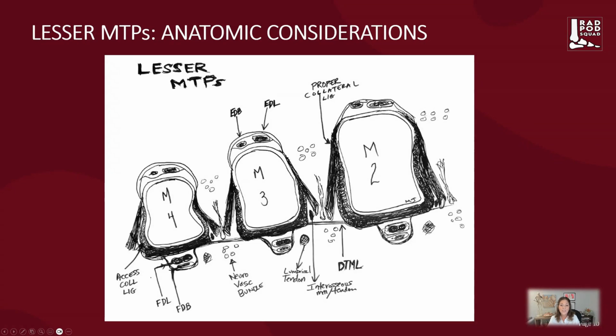With our extensor digitorum longus and brevis tendon, we have our sagittal bands that keep the tendon centrally located. This blends imperceptibly to the region of where we have our proper and then our accessory collateral ligament. Of course, that again is going to blend into the region where it joins the deep transverse metatarsal ligament at the level of the metatarsal head, and then to the plantar plate we go.